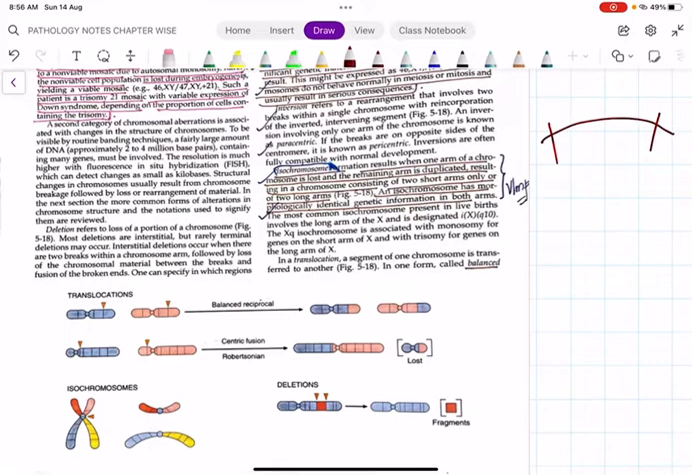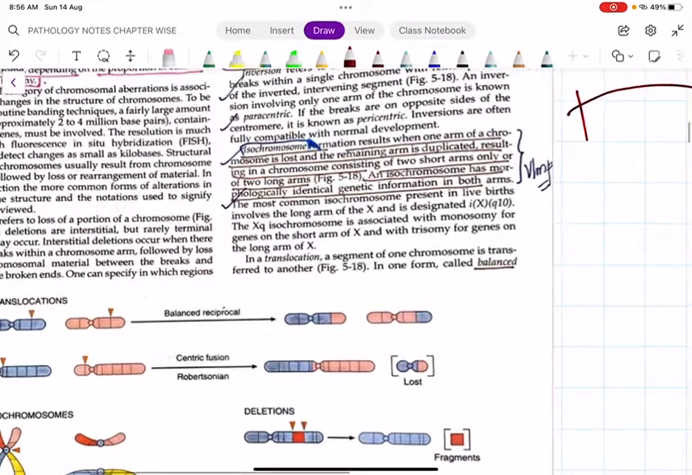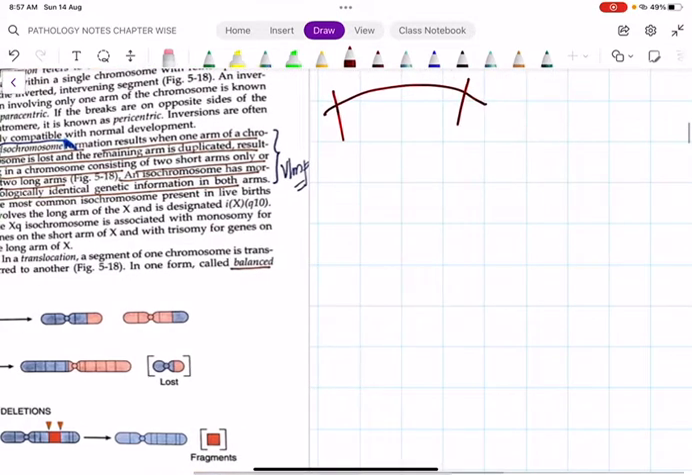What do you mean by isochromosomes? What does iso mean? Iso means same. Because of some problem, one arm of the chromosome will be lost. For example, this chromosome has 2 short arms and 2 long arms. Suppose one arm is lost, imagine this arm is lost. So what will happen? The other arm will undergo duplication.